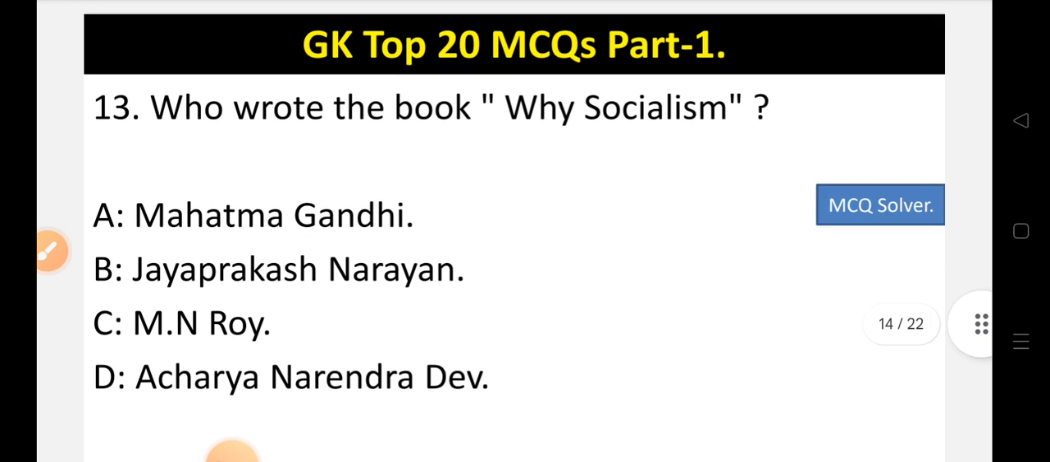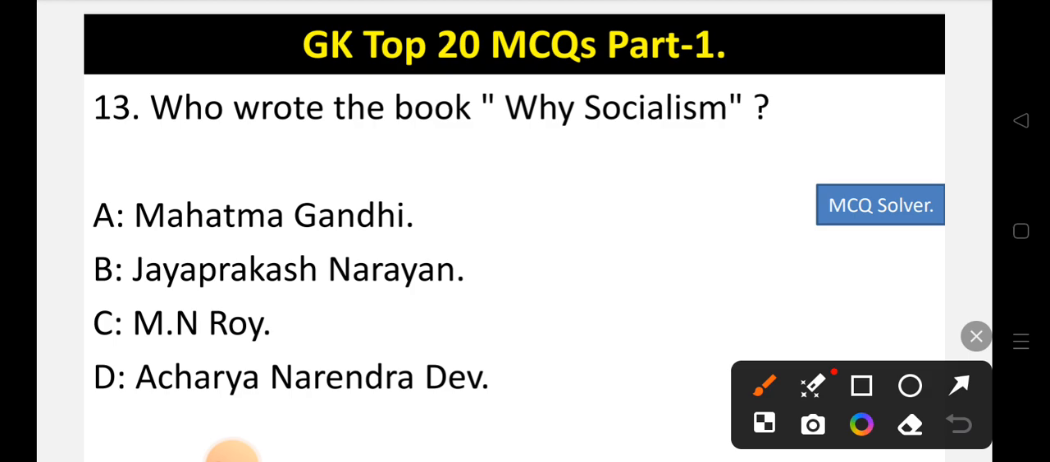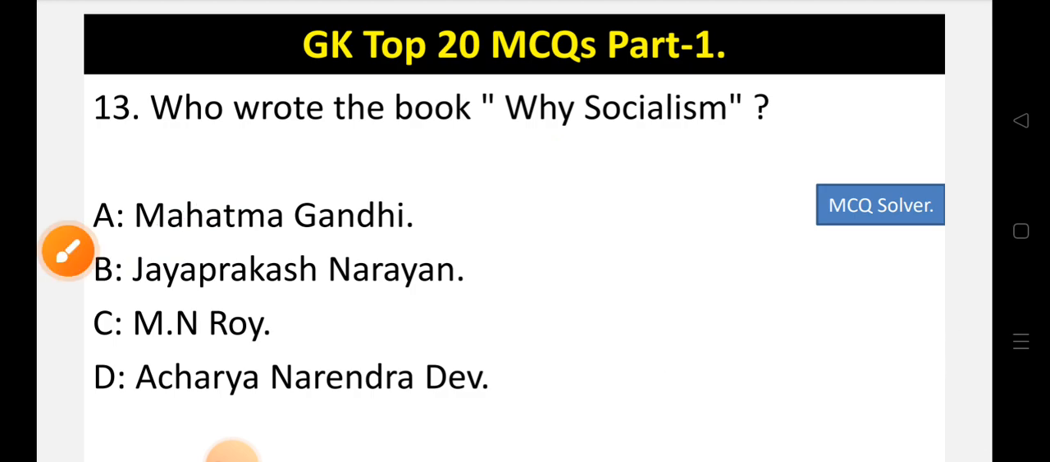Who wrote the book Why Socialism? So the book Why Socialism is written by, the correct option is option B, that is Jayaprakash Narayan. He is also famously known as JP. So Jayaprakash Narayan is the author of Why Socialism. He was a freedom fighter who believed in the Gandhian philosophy. So B is the correct option.